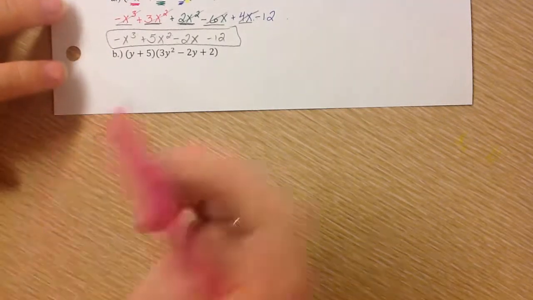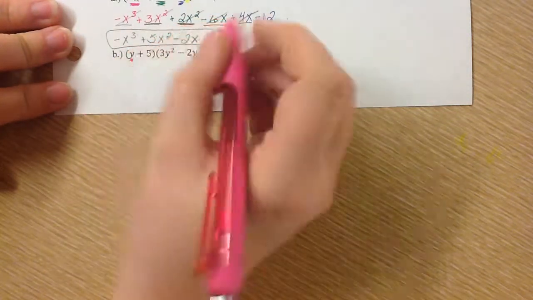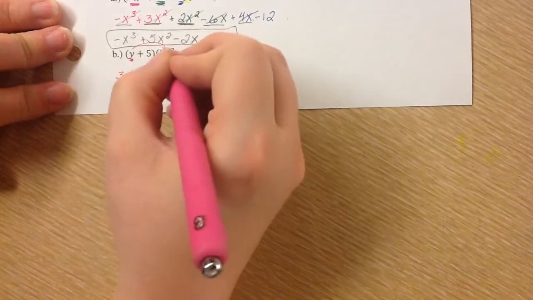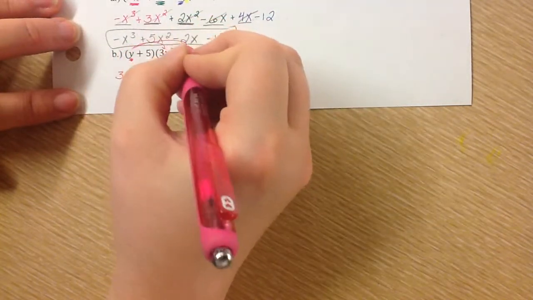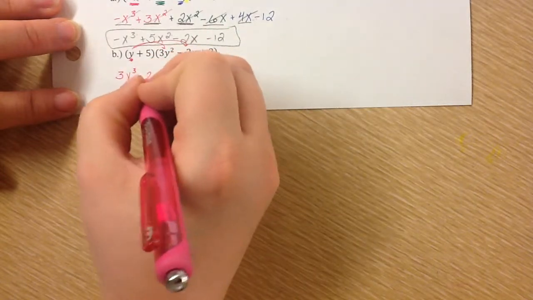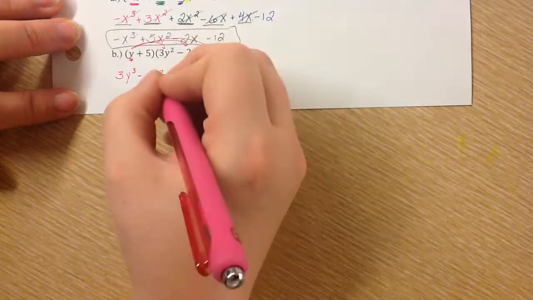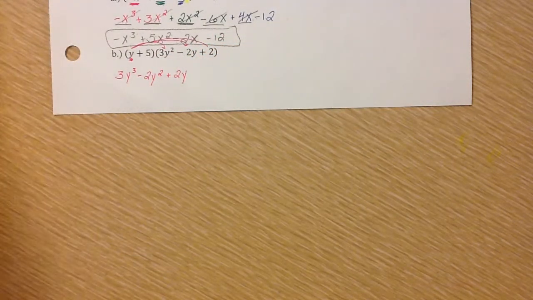Again, we distribute. So I'm going to start by distributing the y through. Take y times 3y squared, so that's going to give me 3, I've got 2 y's, one more, so that'd be y to the third. Y times negative 2y, negative 2y to the second, and a y times the 2 plus 2y. So there's me distributing the y in.